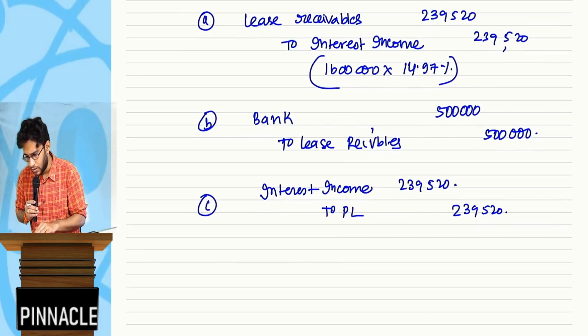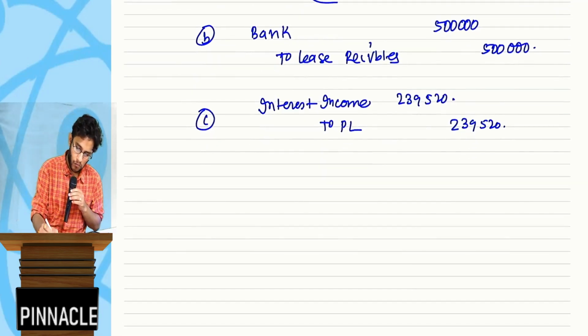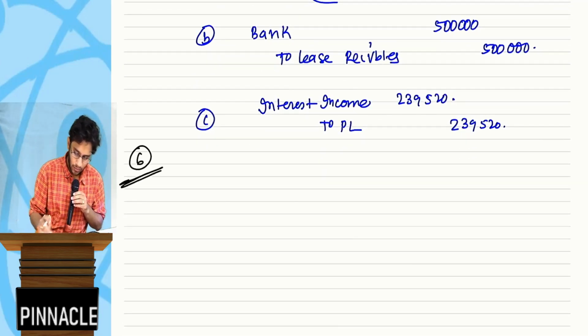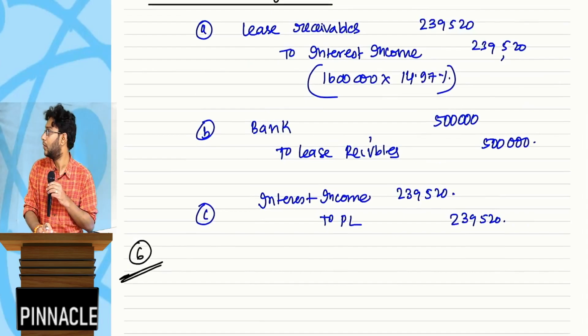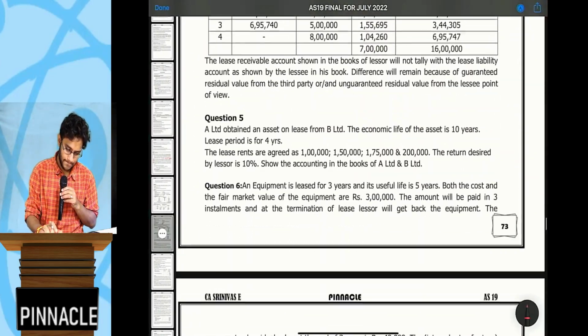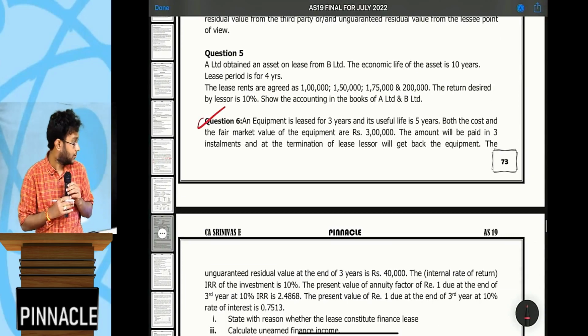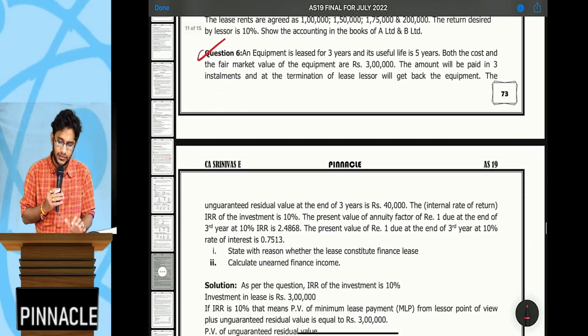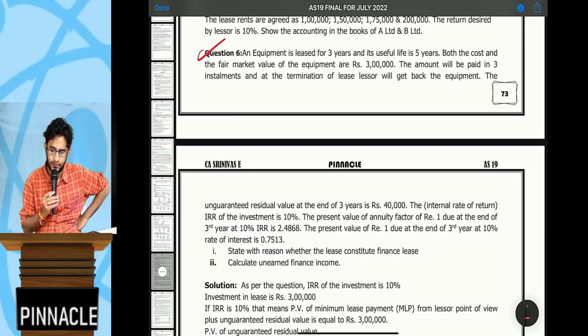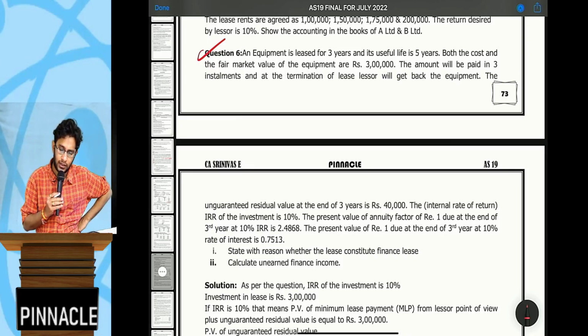Now, please pick up the sixth question. Question number 6. An equipment is leased for 3 years and its life is 5 years. Both the cost and the fair market value of the equipment is 3 lakhs. The amount will be paid in 3 installments, and at the termination of lease, the lessor will get back the equipment.